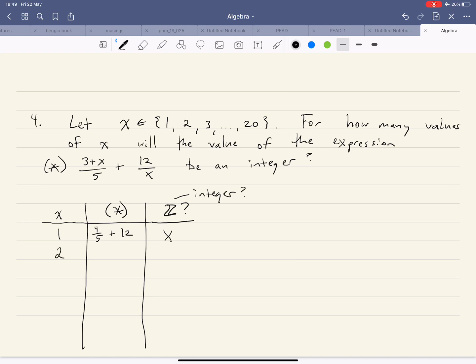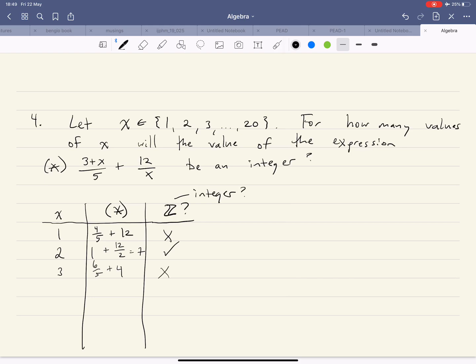If I put 2 as an input, now I get 3 plus x as 5, divided by 5 is 1, plus 12 divided by 2 is 6, so that's going to be 7. That is an integer. 3 is going to be 6/5 plus 12/3, which is 4, and that will not be an integer, right?